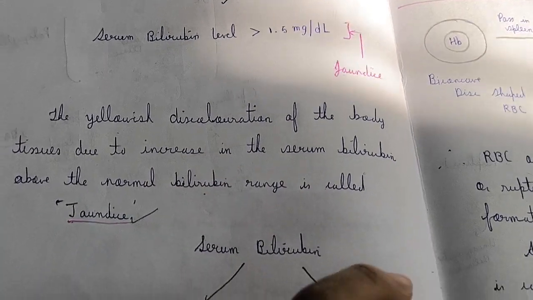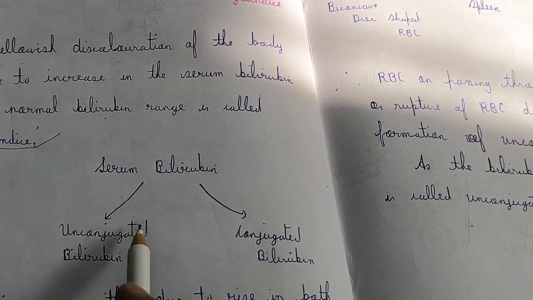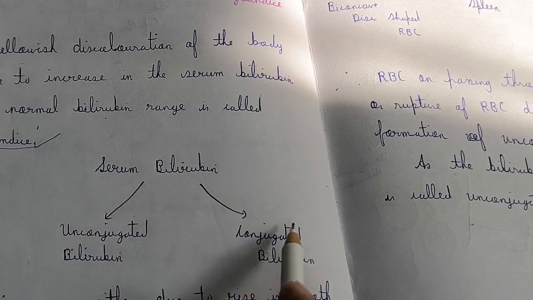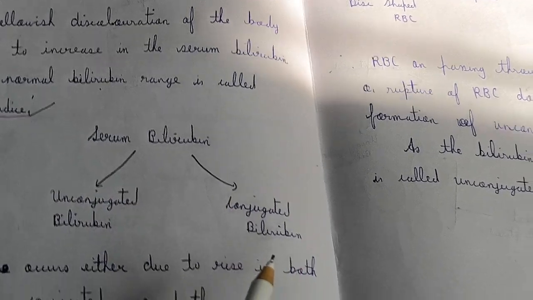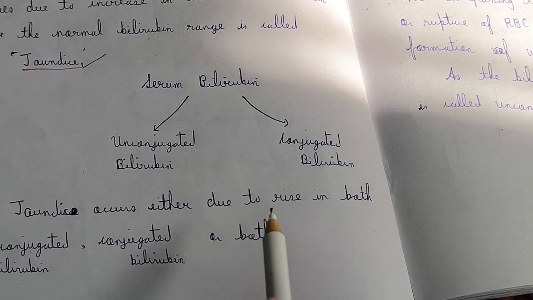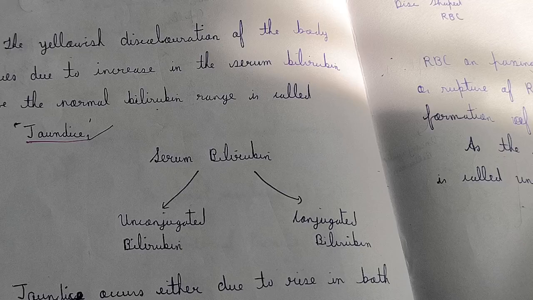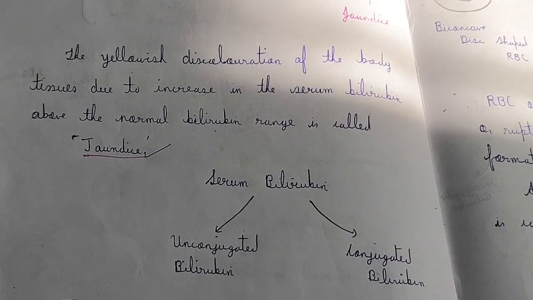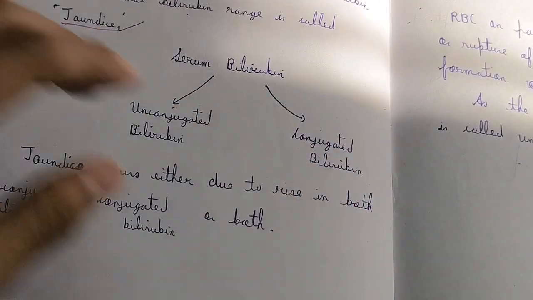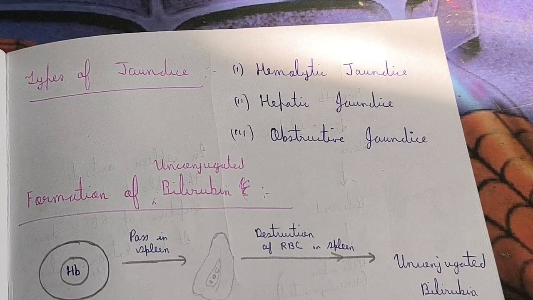And this serum bilirubin level, which has risen above the normal range, can be unconjugated or conjugated bilirubin, both. Therefore, I have written that jaundice occurs due to a rise in either conjugated bilirubin or unconjugated bilirubin. Now I'm going to discuss the types of jaundice.